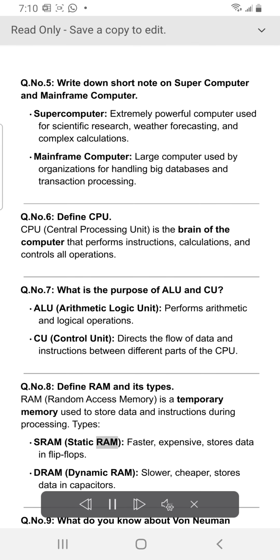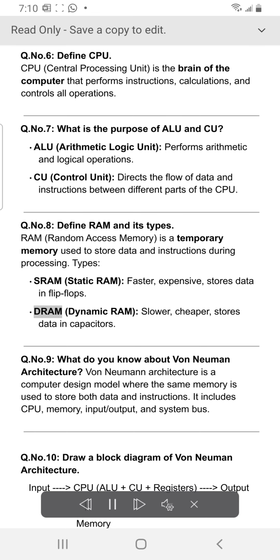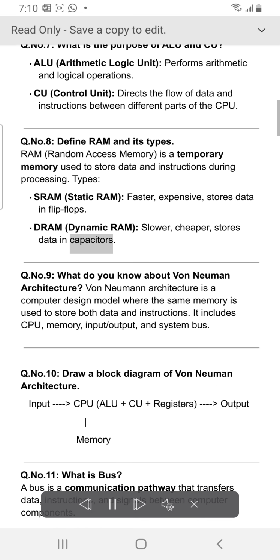SRAM. Static RAM, faster, expensive, stores data in flip-flops. DRAM. Dynamic RAM, slower, cheaper, stores data in capacitors.